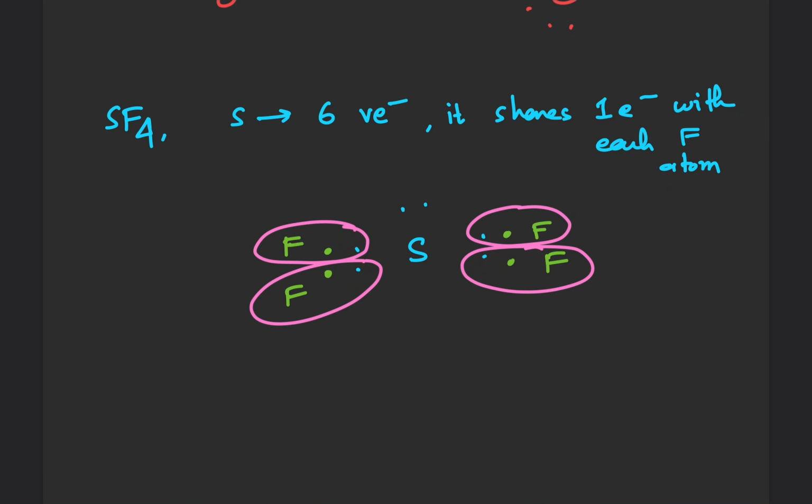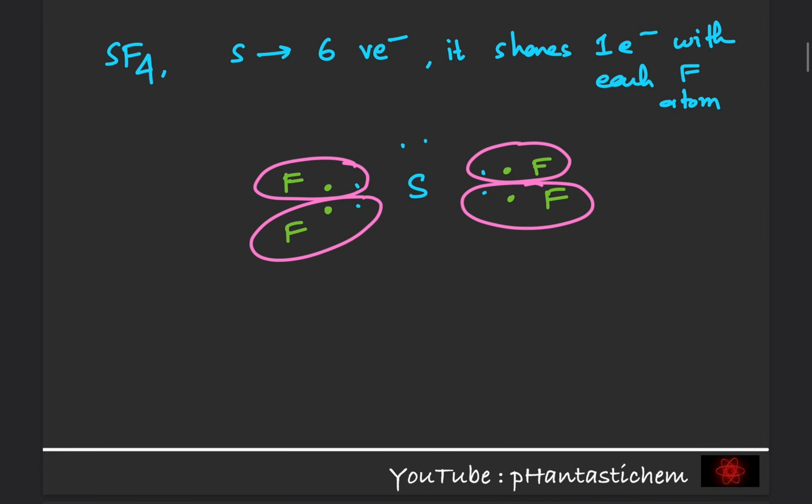Therefore S has 10 electrons around it: 2, 3, 4, 5, 6, 7, 8, 9, 10. So therefore it does not obey the octet rule.